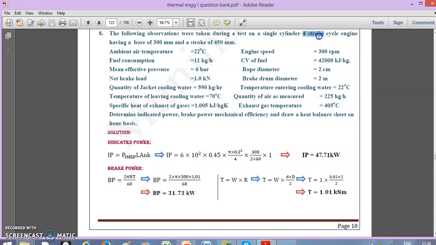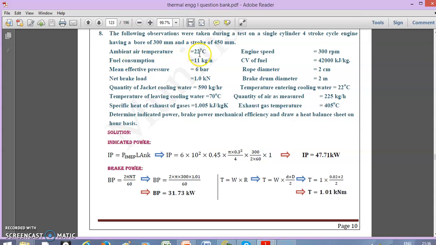So the number of power strokes or number of cycles is capital N by 2 into 60, in the denominator. Having a bore of 300 mm, bore is capital D and stroke is capital L. So using bore you can calculate the cross sectional area of the cylinder.